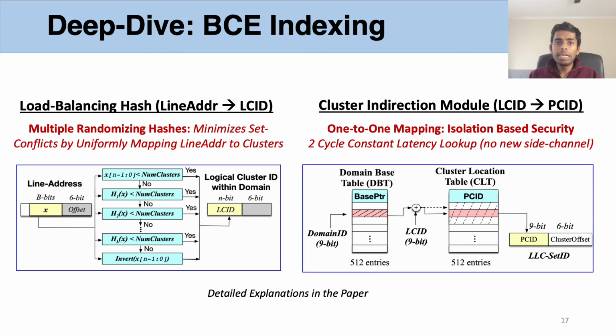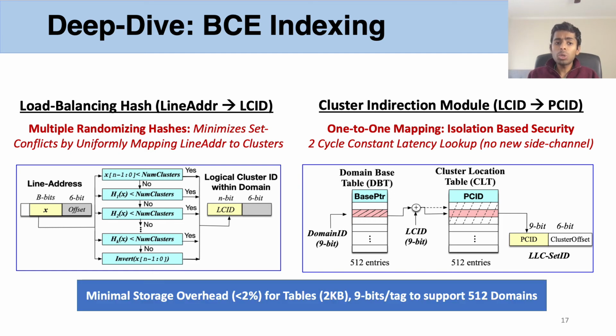We provide several additional details about the construction of the load balancing hash and cluster indirection module in the paper, but I would like to highlight two important details. First, our hardware is carefully designed for security. For instance, even the cluster indirection module, which is shared across multiple domains, is designed to be constant time lookup to prevent any new side channels, unlike prior works. And there is no reliance on the OS for the security. It is completely enforced by hardware. Second, the storage overheads of our solution are minimal, less than 2% of the SRAM area. So combined with the scalability and flexibility benefits, our primitives are quite practical for adoption by real-world software.